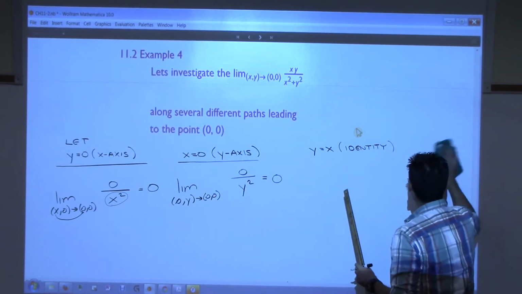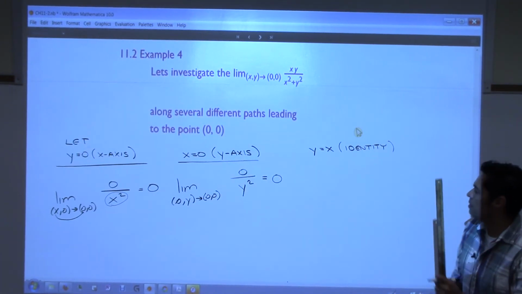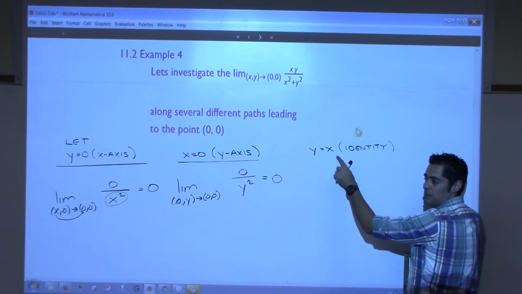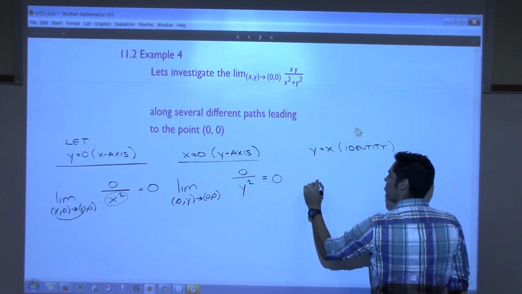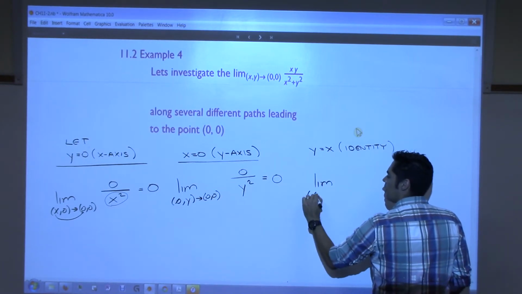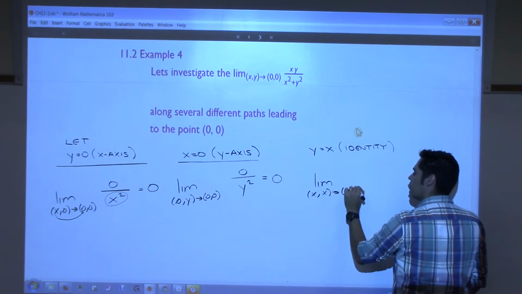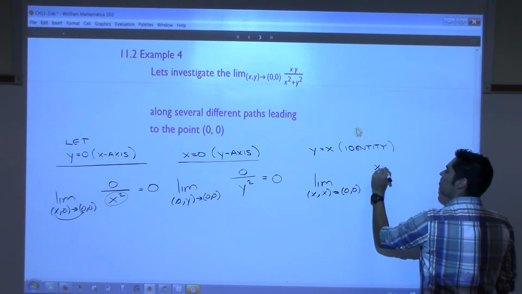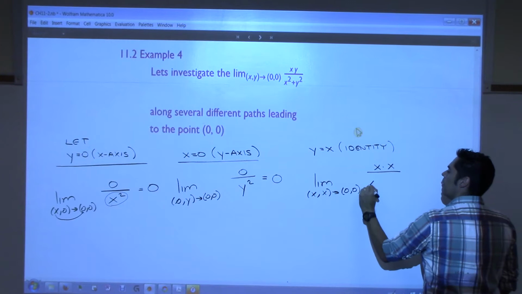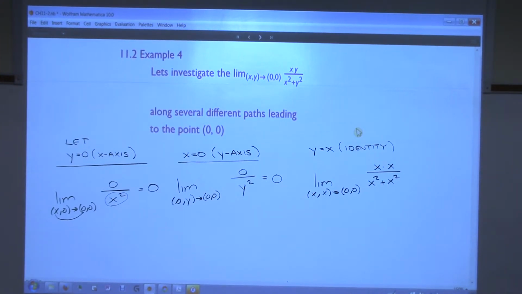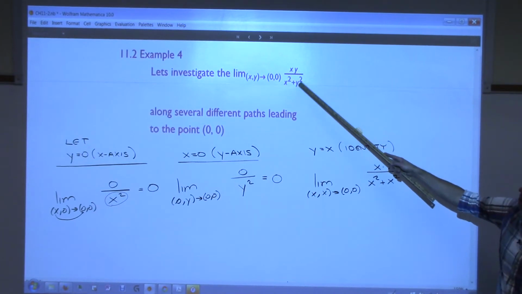So let's approach along the identity and see what happens. What I'm going to do is replace all my y's with x's, and rewrite the limit up here. Instead of x, y, I'm going to write x approaches 0, 0 of x times x over x squared plus x squared. So all my y's became x's.